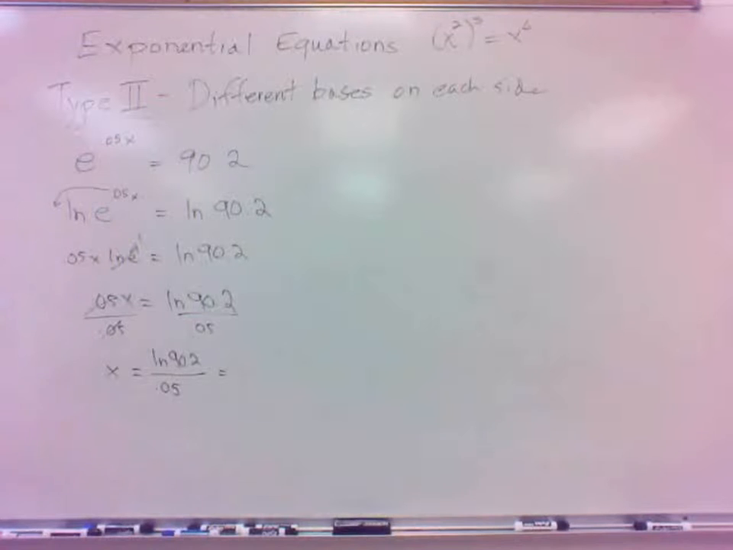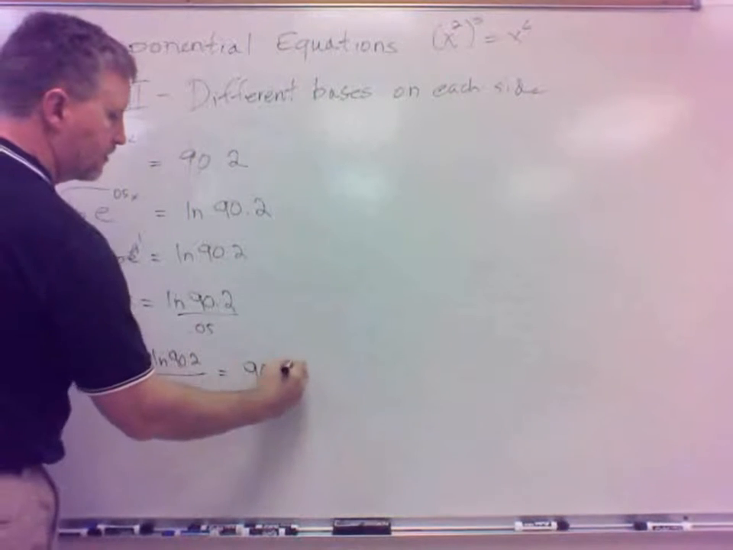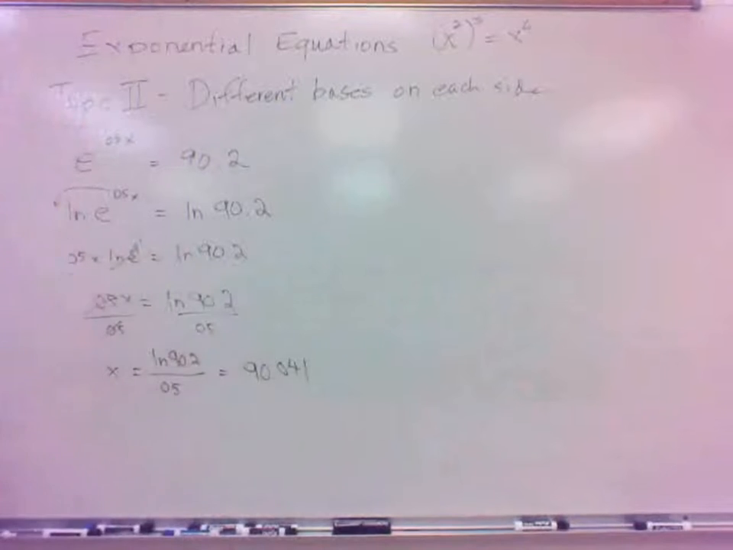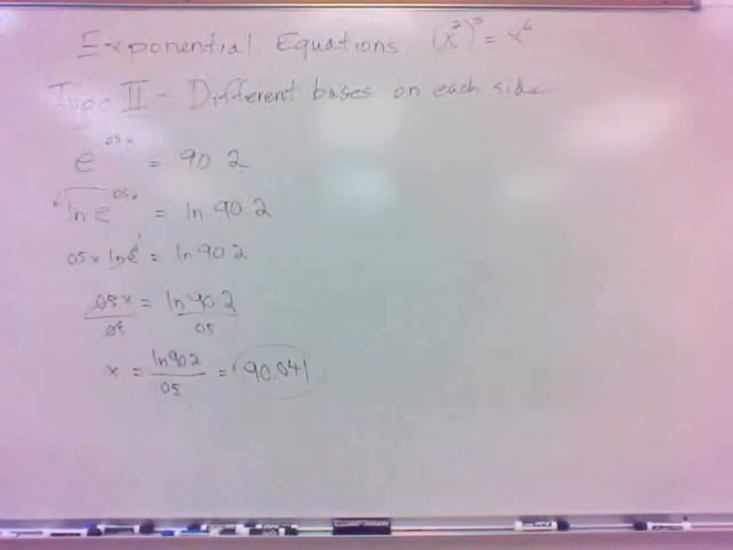I get 90.041, or however many decimal places they want. 3 decimal places, that's what I got. All right? Okay.